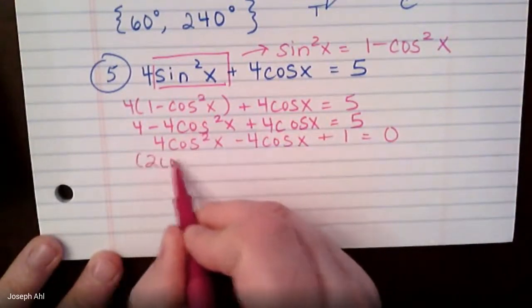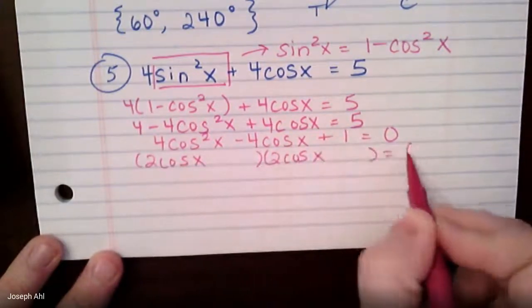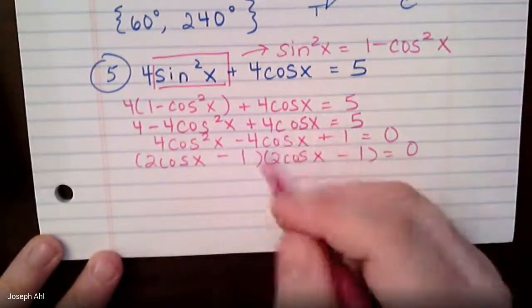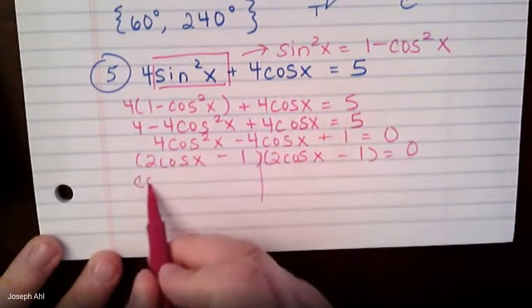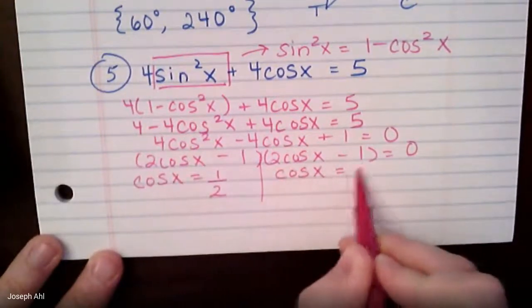It's going to be 2 cos x and 2 cos x. If you need a dummy variable, go for it, with a -1 and -1. So the nice thing is that not only is it factorable, but you're going to get the same solution repeated on both sides. Cos x equals a half.